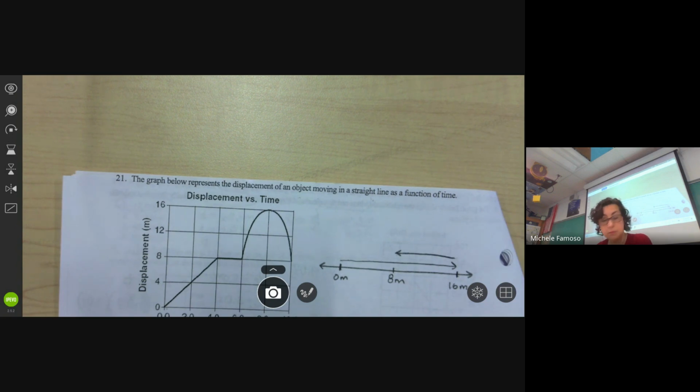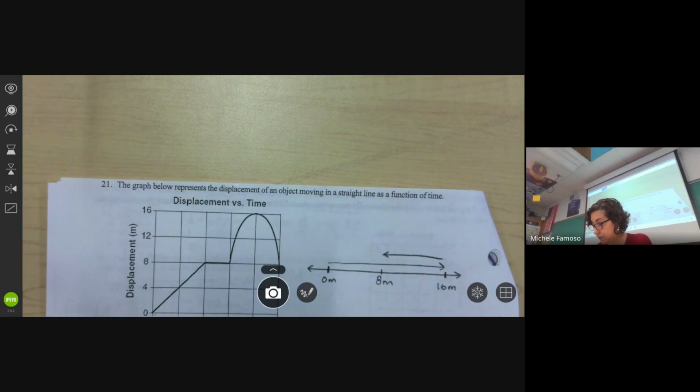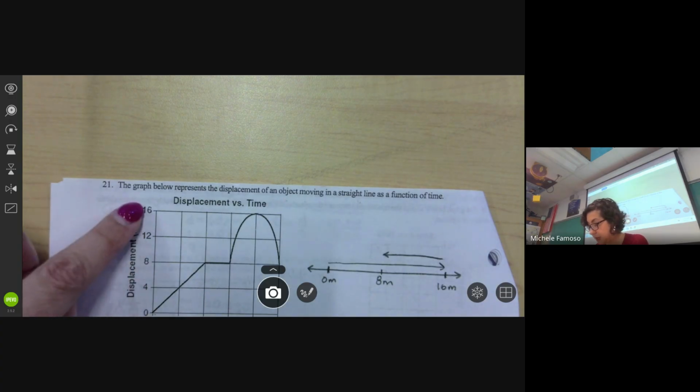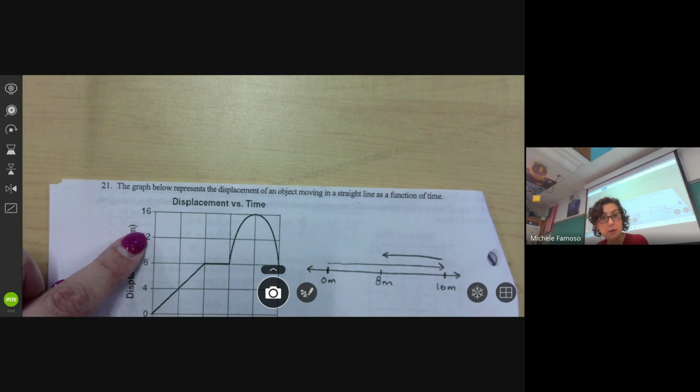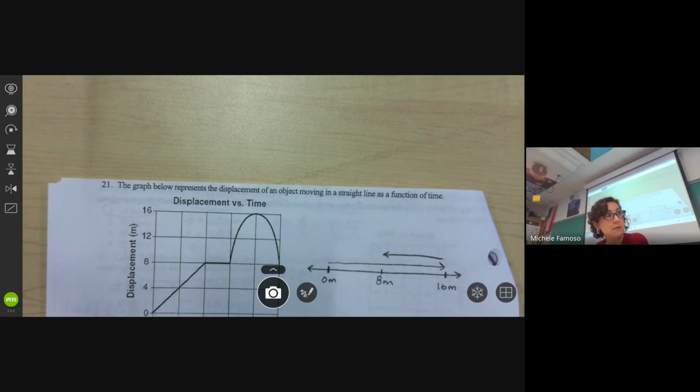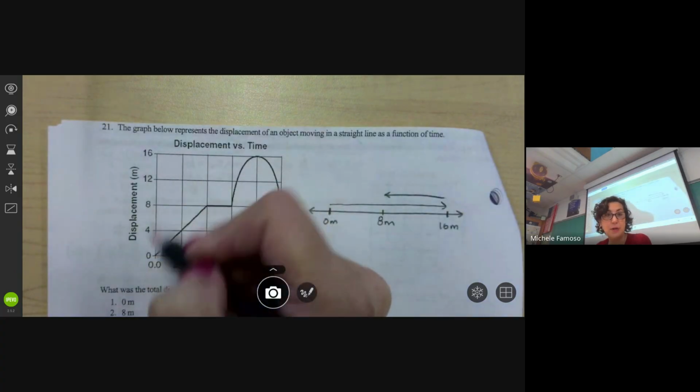For number 21, I counted each box as the line that crosses the line. Well, it's 4, 8, 12, 16, and then another 4, and then another 4. It's the same thing. But you should really just be reading the numbers off the graph.